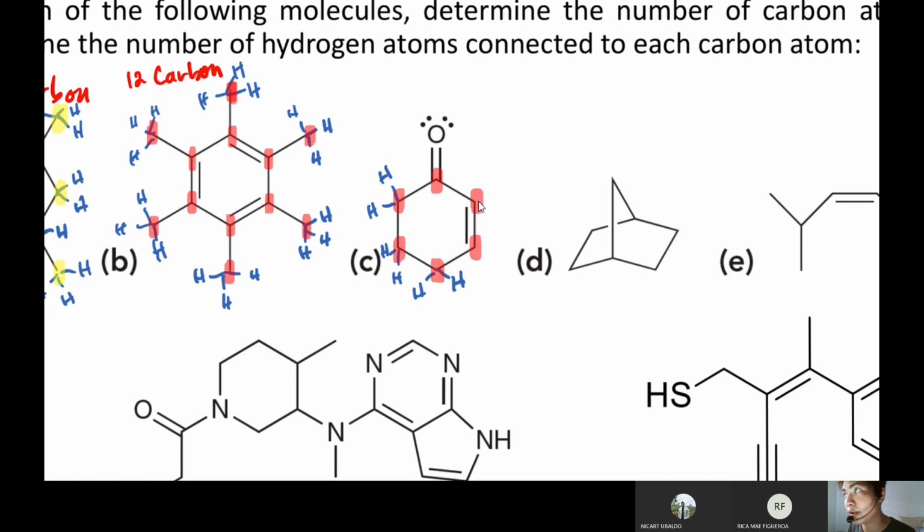Ilang hydrogens meron dito? 1 po. Isa na lang, no? Kasi may tatlo ng bonds. Isa, dalawa, tatlo. So, isa na lang kulang. And ganoon din sa kabilang double bond.